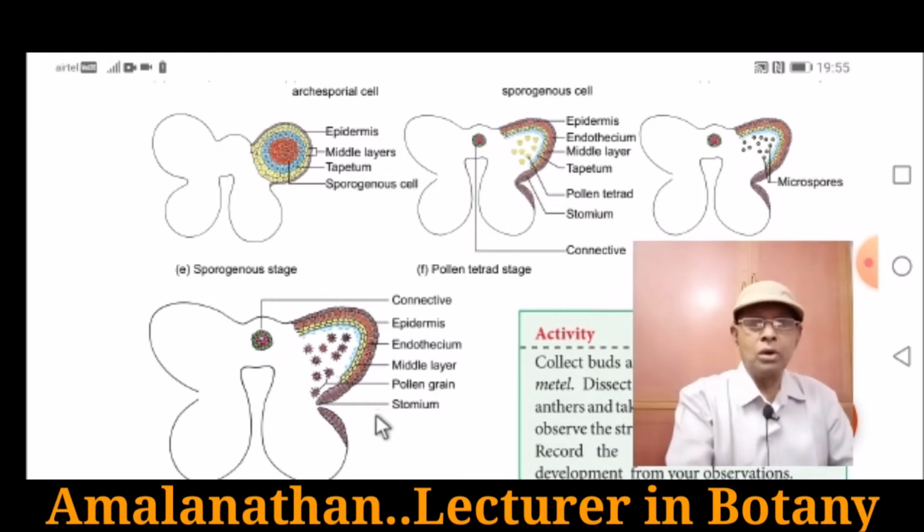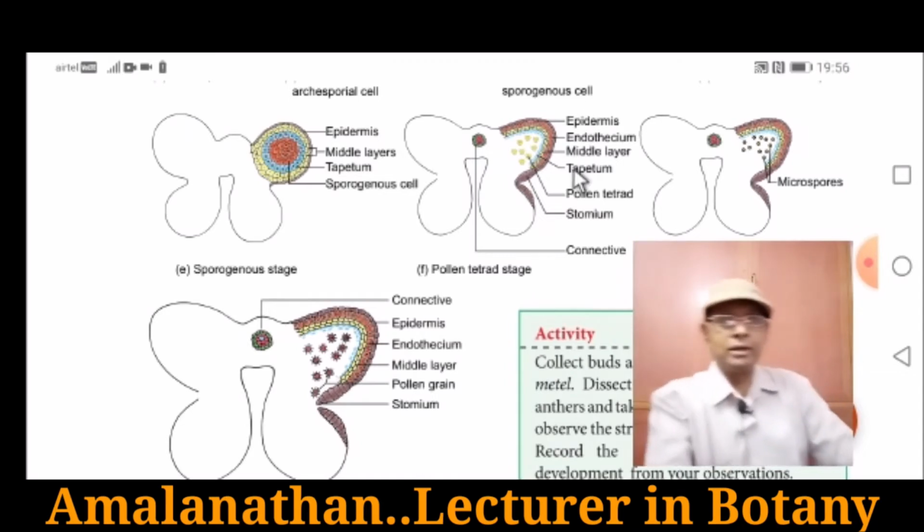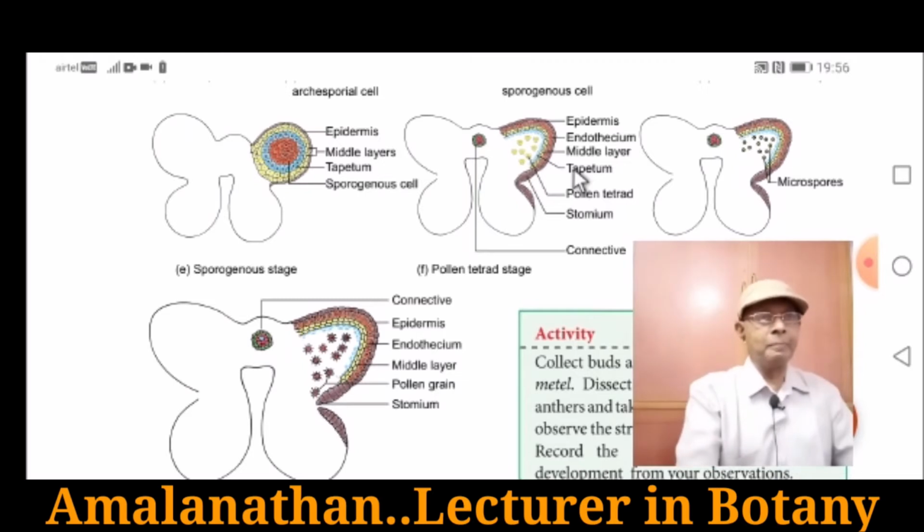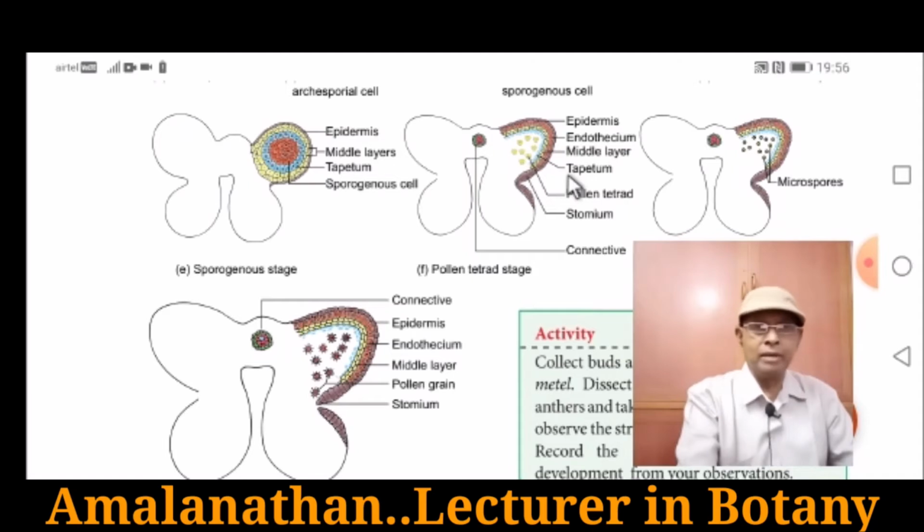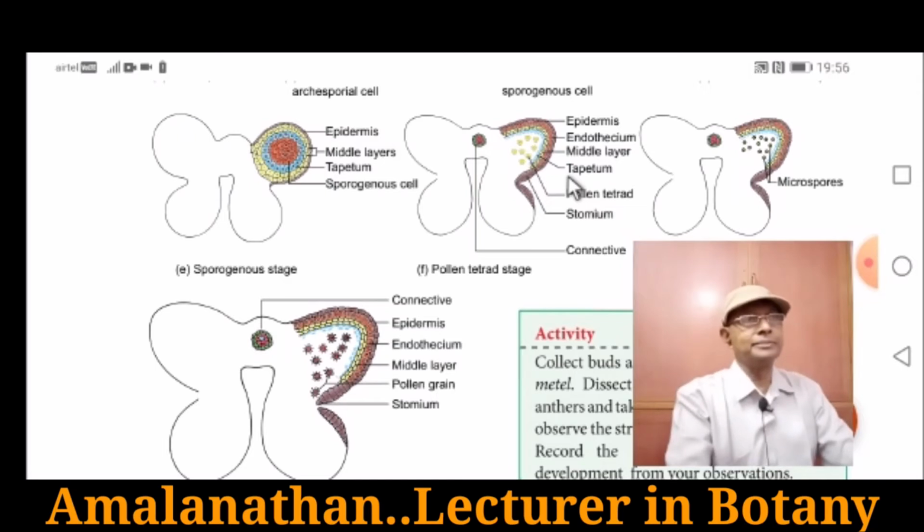In the anther wall, you can see epidermis, endothecium, middle layer, and tapetum. So these are all the 4 layers that can be differentiated. They are formed from the primary parietal cells. Only the primary parietal cells undergo division and produce outer epidermis, next endothecium, next middle layer, and the innermost layer is tapetum. So that is the development of anther.